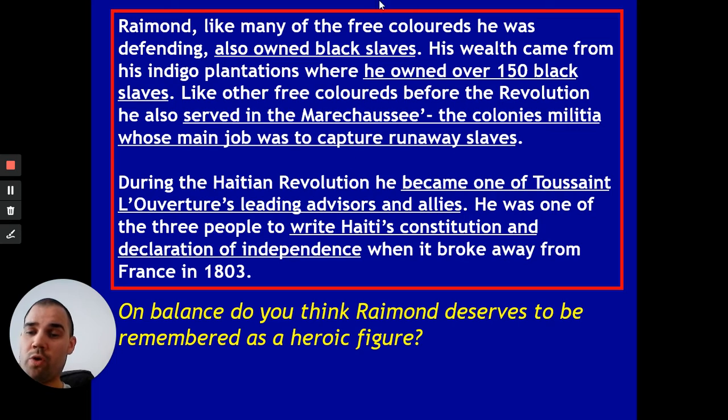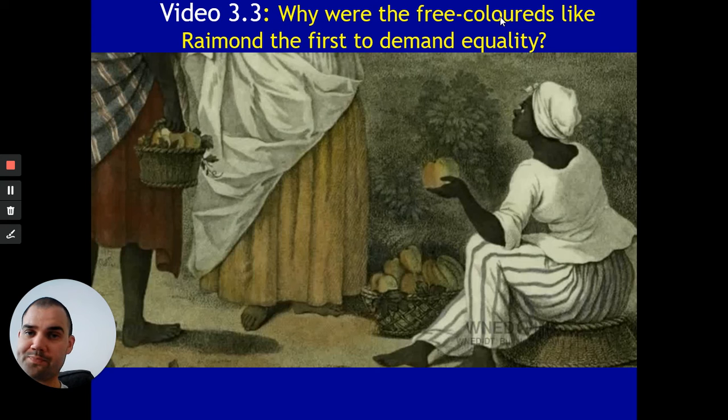He also then later on, once the revolution did actually start, join Toussaint and fight with the slaves against France, and he helped to write Haiti's Declaration of Independence. So a complicated man, an interesting one. Okay, so you've got a little worksheet to do on that at the end.